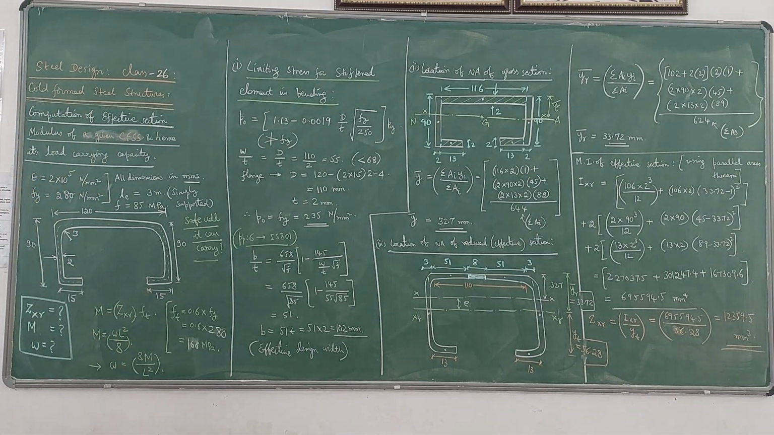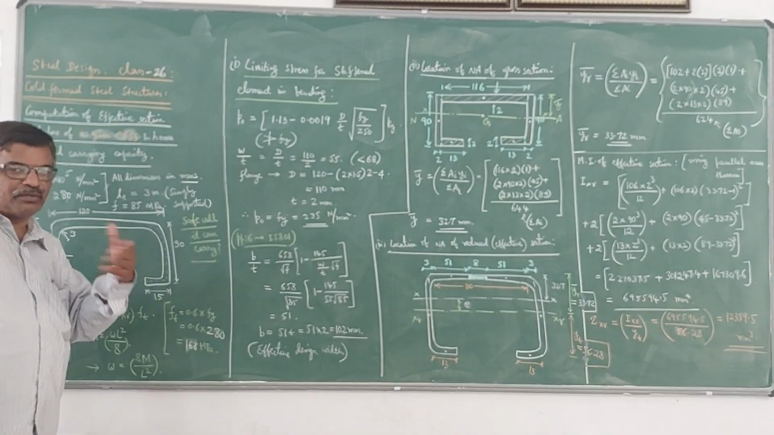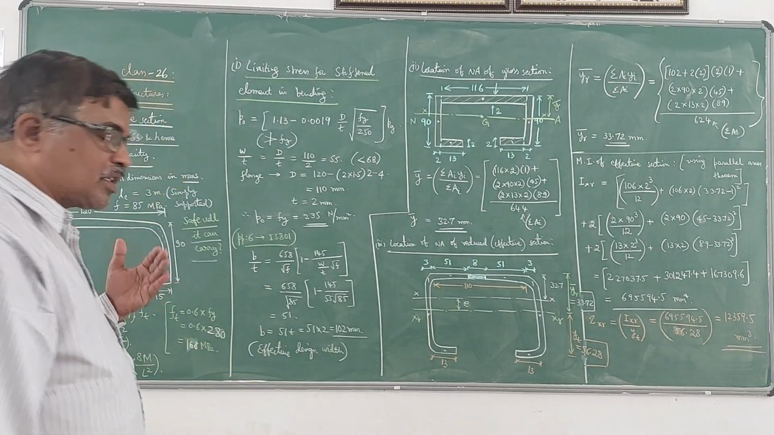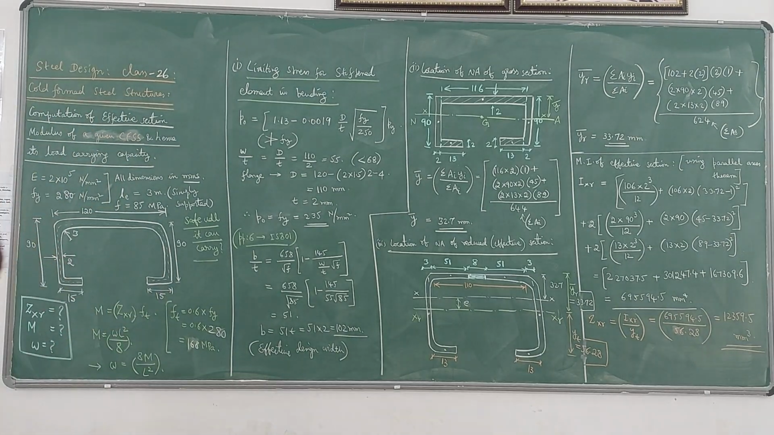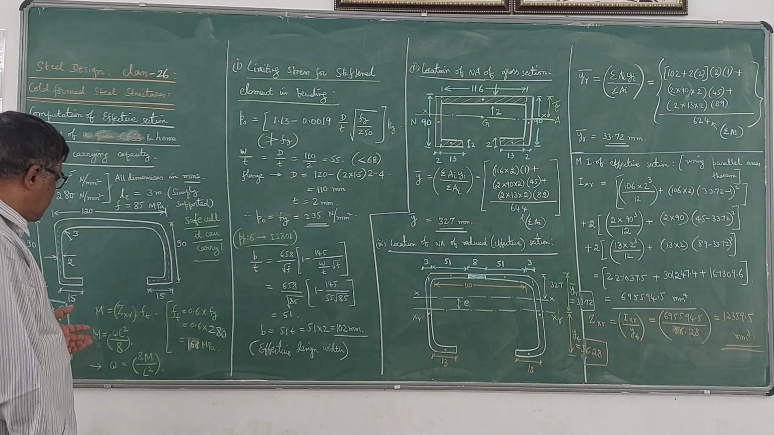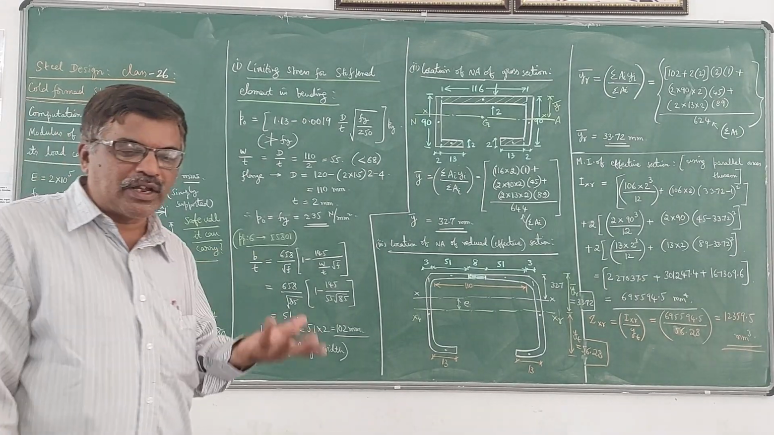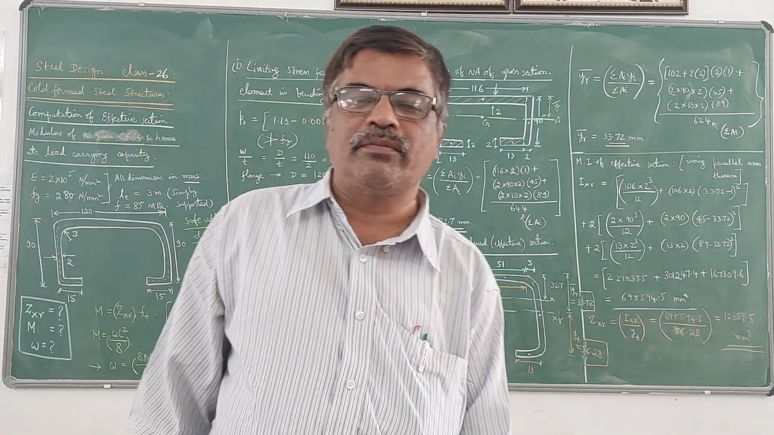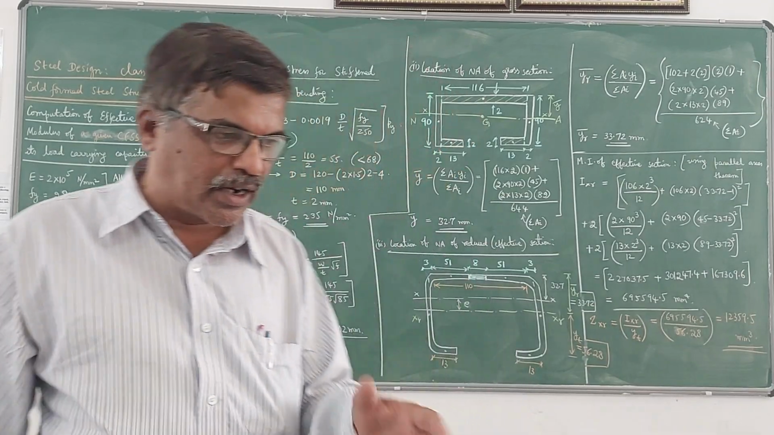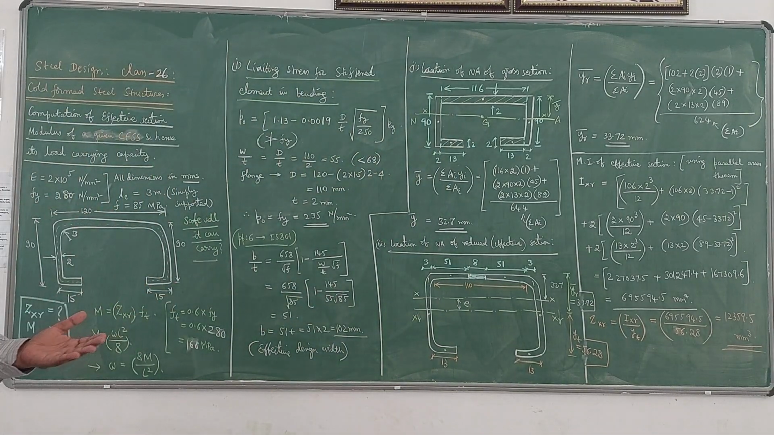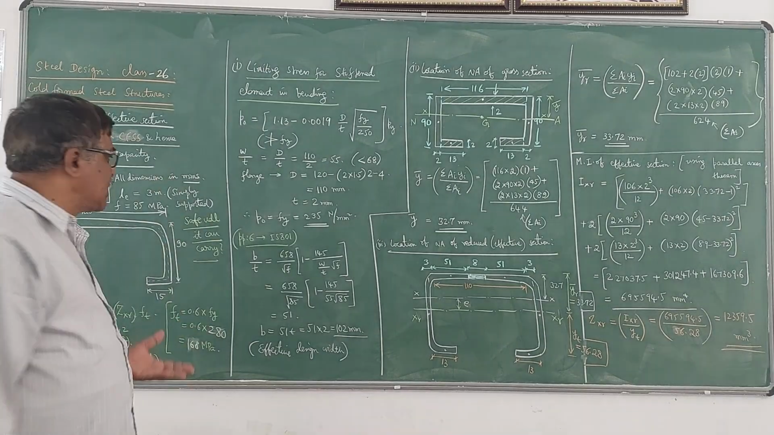Now here, to find the safe UDL, first we need to calculate the section modulus. Of course, the section modulus we have to calculate for the reduced or the effective section. Then we have to calculate the moment carrying capacity. Then since it is UDL, you have to equate that moment carrying capacity to the maximum bending moment, which is W L square by 8, and then we have to find out W. So this is how the procedure runs.